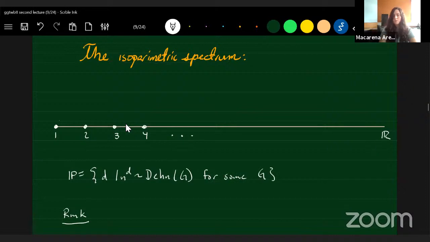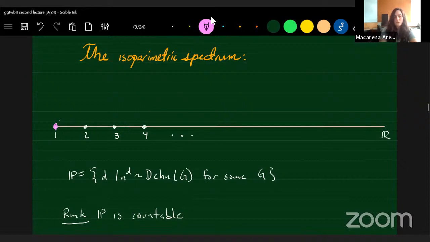So the first remark to make is that this set is countable, just because we have countably many isomorphism classes of finitely represented groups, and functions are only defined for finitely represented groups. So this set is countable. And other than that, what do we know?